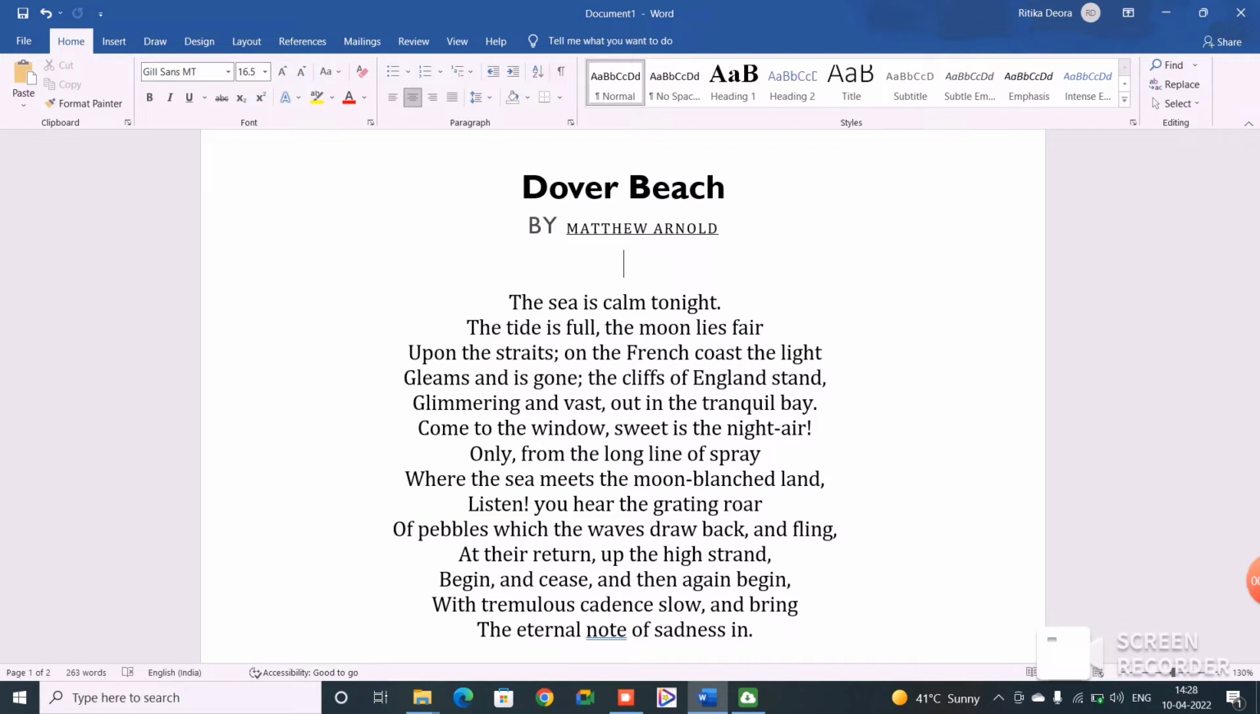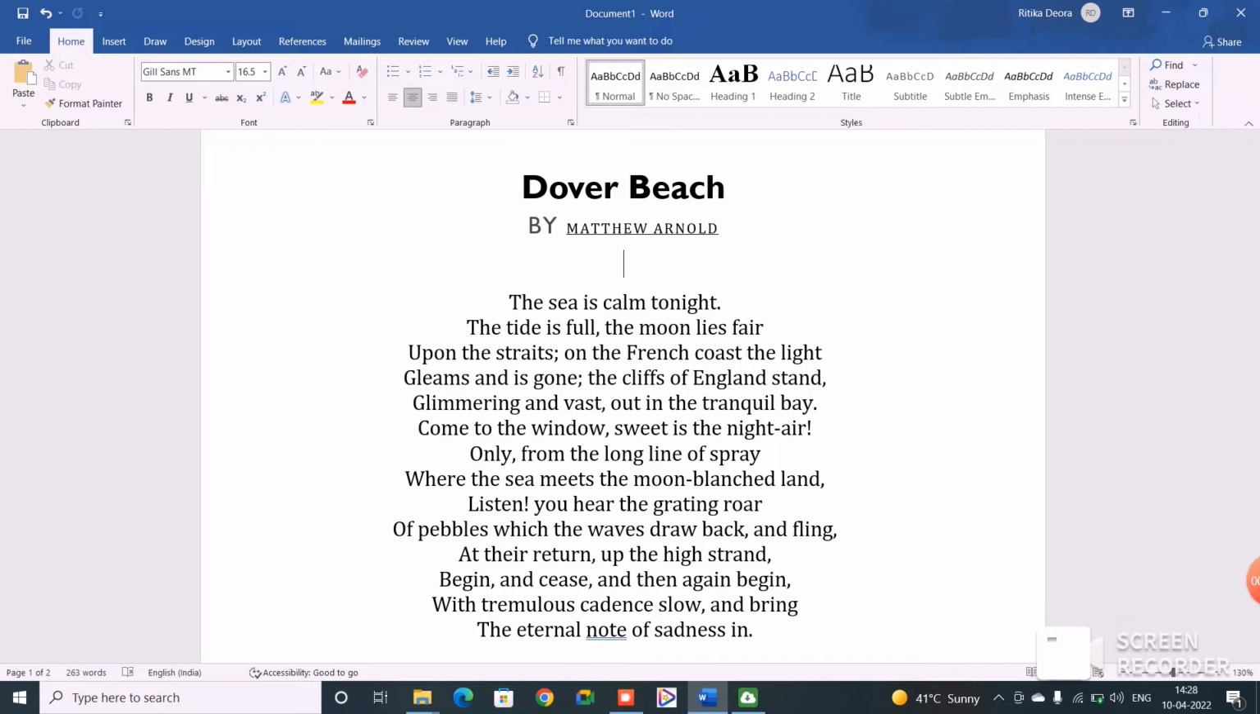Out in the tranquil bay. So bay means a piece of land covered by water bodies. As we all know, the beach is covered by sea, so we say it bay. And then tranquil. Tranquil means again silent and motionless. So again it highlights the fact that there is a lot of silence in a negative way on the beach on which the poet is standing.